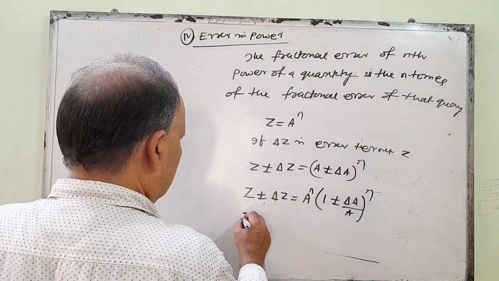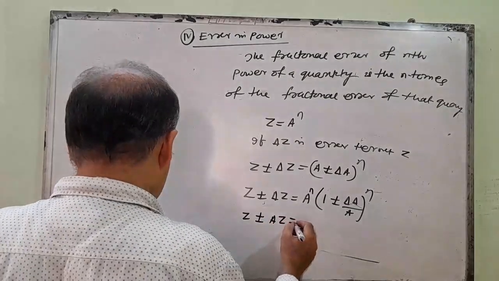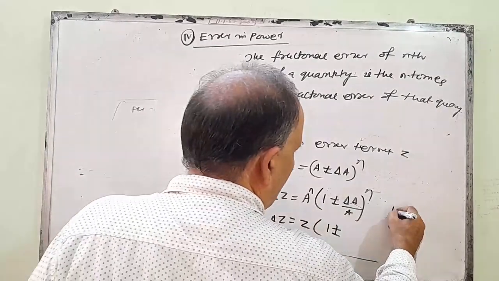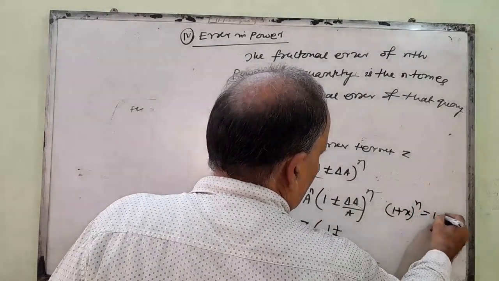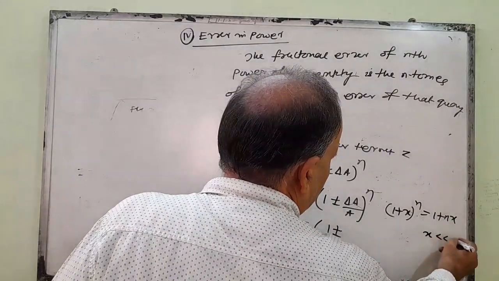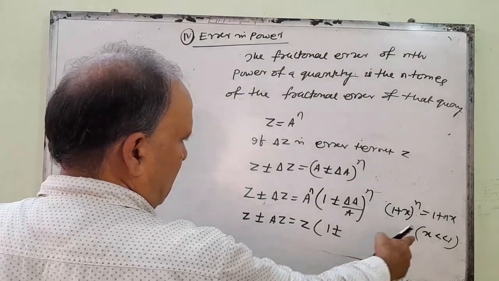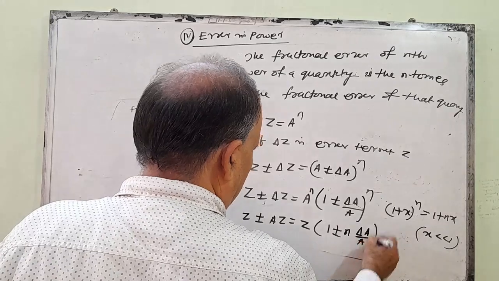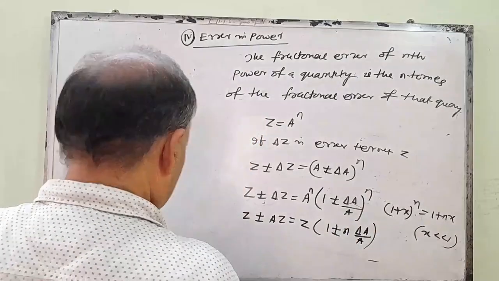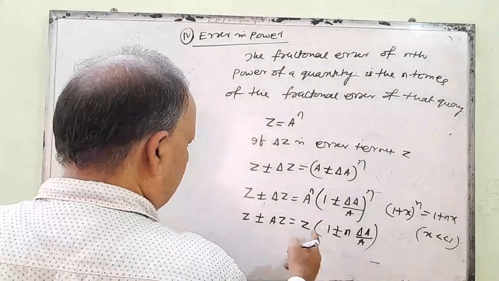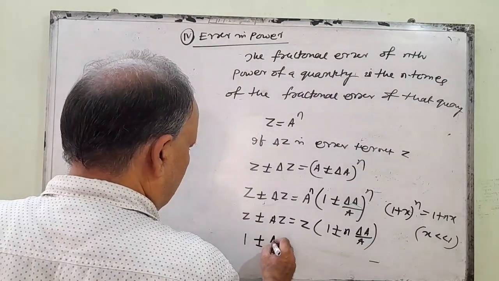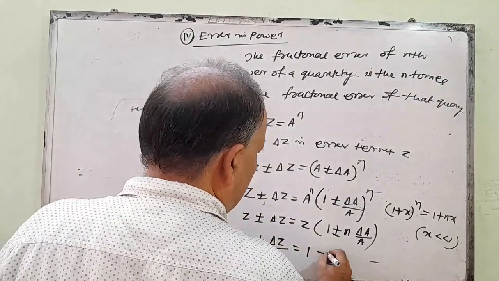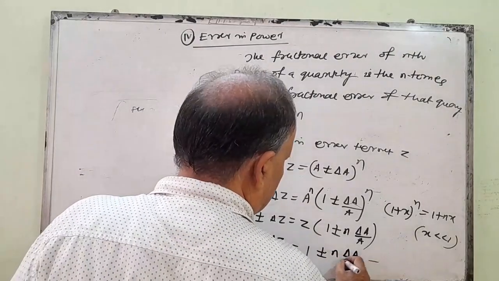So we can write z plus minus delta z is equal to what? Z times 1 plus minus, again we apply that formula, 1 plus x to the power n is equal to 1 plus nx, when x is very less than 1. This term is very less than 1, this term we can write n delta a by a. When you expand it, now dividing both sides by z, we can write 1 plus minus delta z by z is 1 plus minus n into delta a by a.